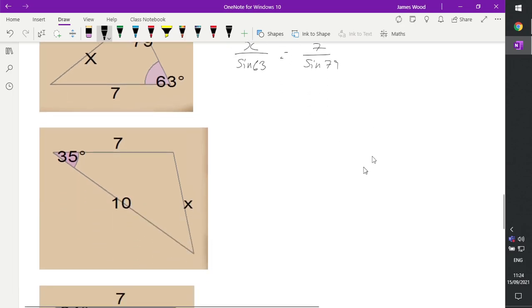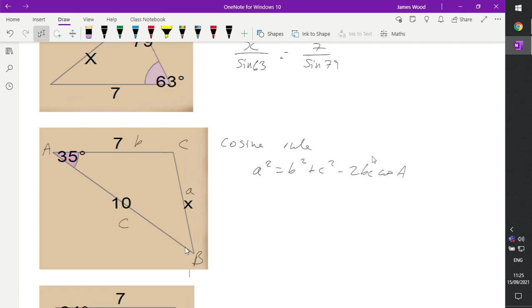This one I've got one angle and three sides, so this is going to be the cosine rule. So I'd set this up, let's just write down the formula. Now I've got to make sure my angle is labelled as A, because that's the only angle in my formula. So that means that this side here is a. The other two don't matter so much. Now if I substitute my numbers into that, then I'll have x squared equals 7 squared plus 10 squared minus 2 times 7 times 10 times cos 35. And then I could solve that to find x.